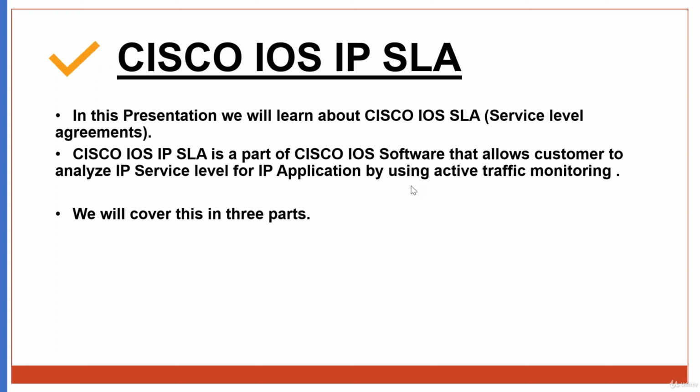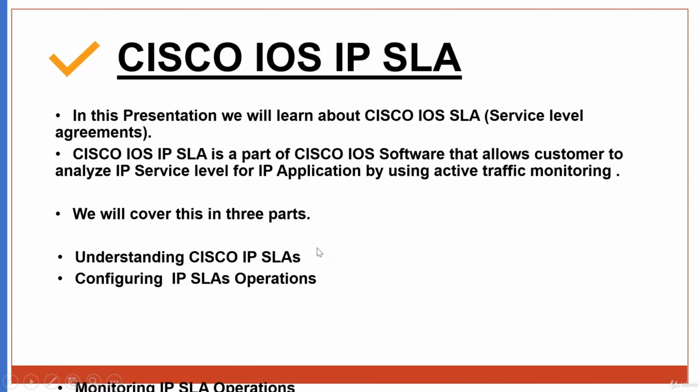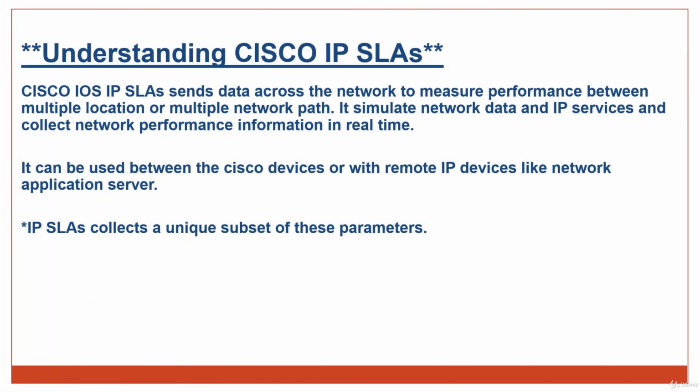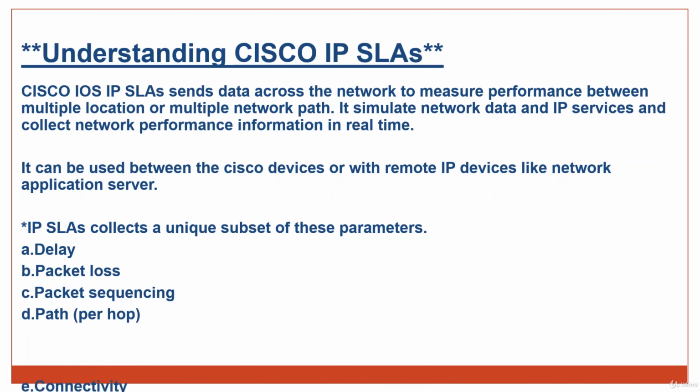So let's try to understand this IPSLA workflow, how it is working. We're going to understand IPSLA and its operation, and then obviously we'll do the configuration and verify it in the lab. Now, what features does IPSLA provide us? Here you can see that with the help of IPSLA, we can understand and collect parameters related to loss, latency, jitter, packet sequencing, path per hop, and connectivity. And according to these parameters, we can change it dynamically, correct?